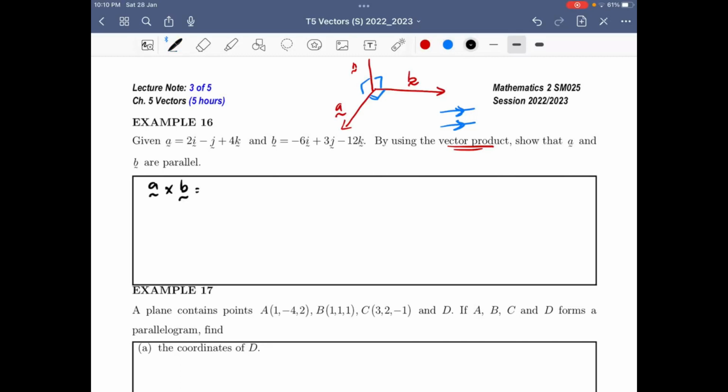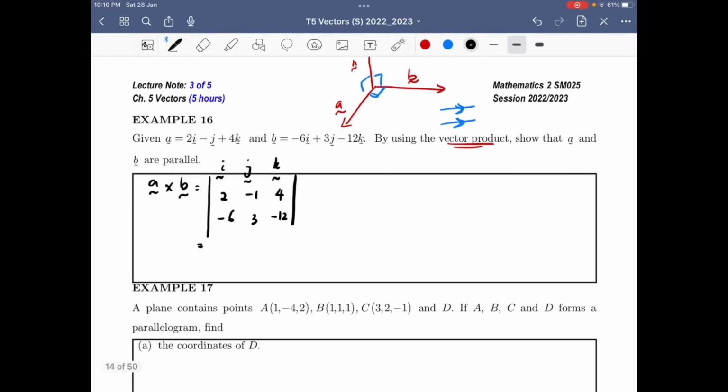So by using the vector product, A cross B is equal to the determinant with i, j, k, then 2, negative 1, 4, and negative 6, 3, negative 12. Equal to, okay, we close the i part. Then i, j, k here, plus, minus, plus. Okay, we will work out the value that we get inside here.